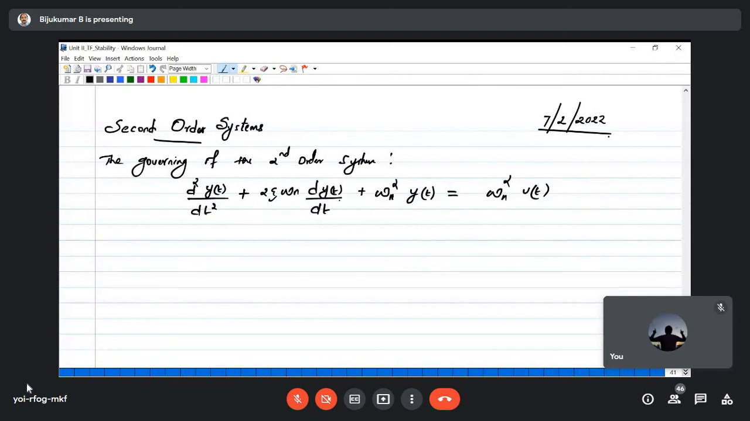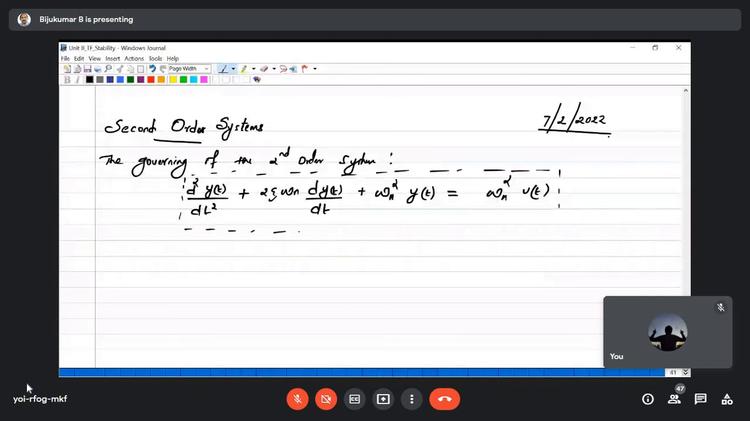So this is the typical time domain equation of a second order system. You can see that the highest order of the derivative is 2, so it is a second order system only.